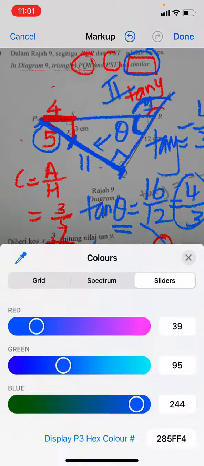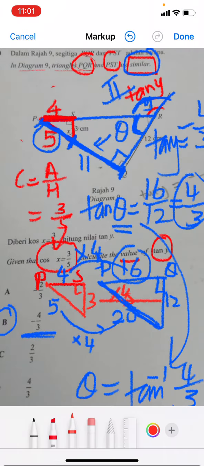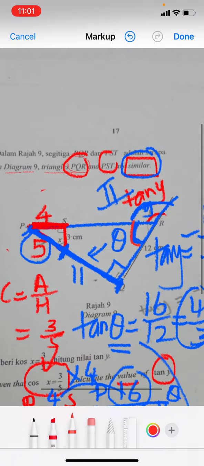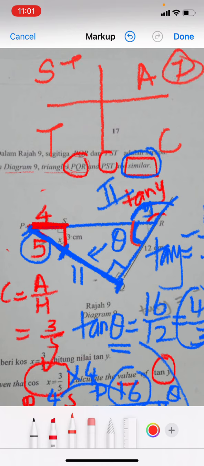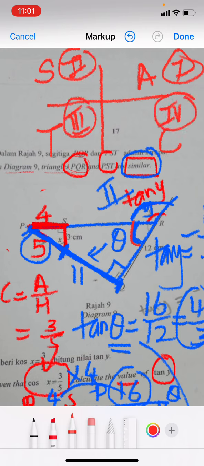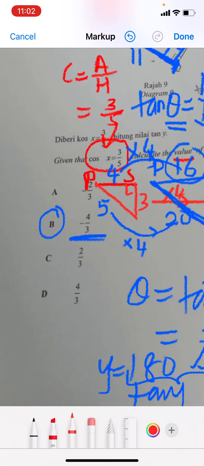After we find the acute angle, we apply the quadrant rule that you learned in Form 4. All is the first quadrant, sine is the second quadrant, tangent is the third quadrant, and cos is the fourth quadrant. So all positive in the first, sine positive in the second, tangent positive in the third, and cosine positive in the fourth. So at the second quadrant here, for tangent it will be negative, right? So this is the right answer, negative 4 over 3.